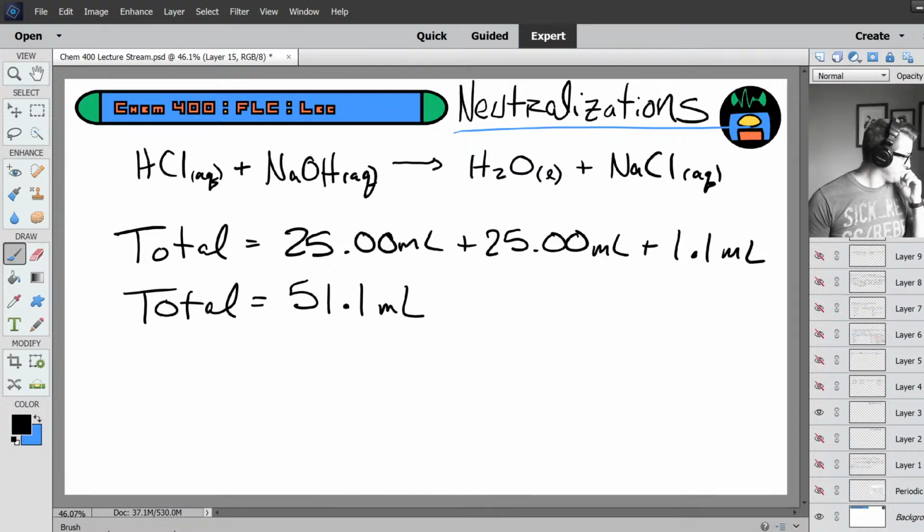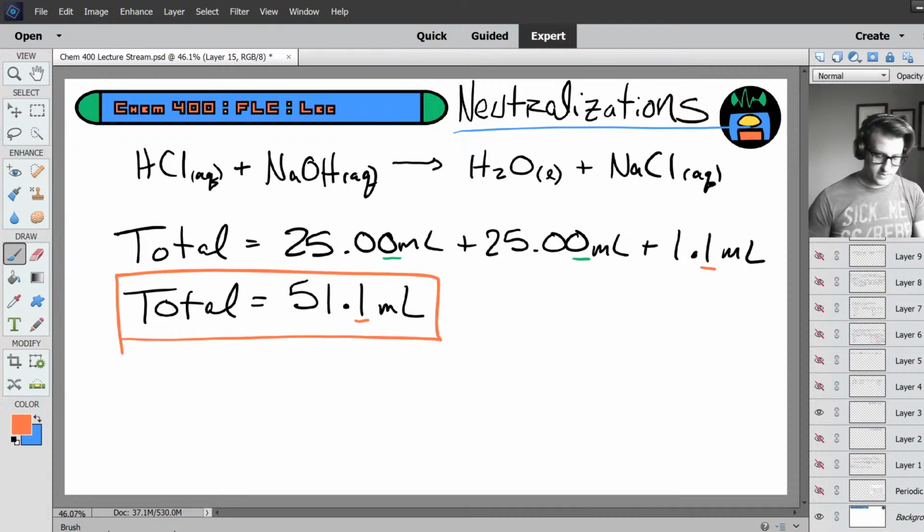So when you look, we just did an addition, right? 25.00 is precise to the second decimal place, but 1.1 is precise to the first decimal place. And when you're adding, you go with your least precise number. And when you look at your answer, its last sig fig is in the first decimal place. So we're good. There's no need to round. We have the correct number of sig figs.